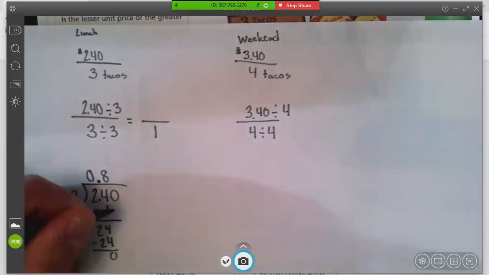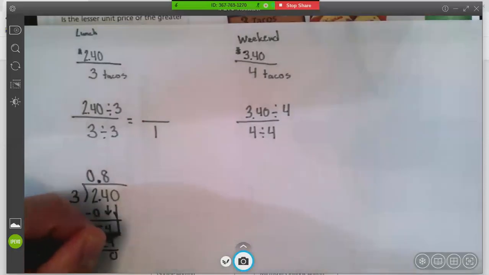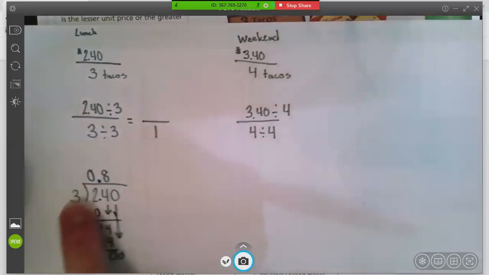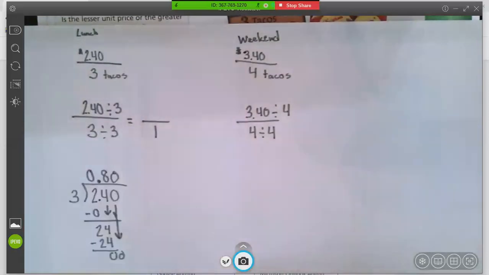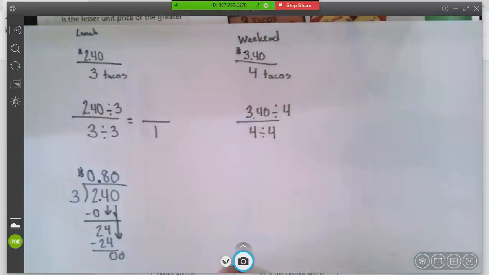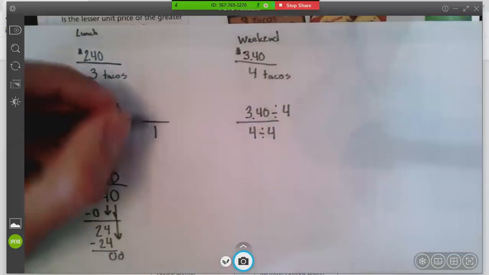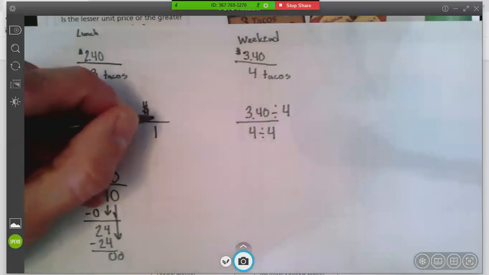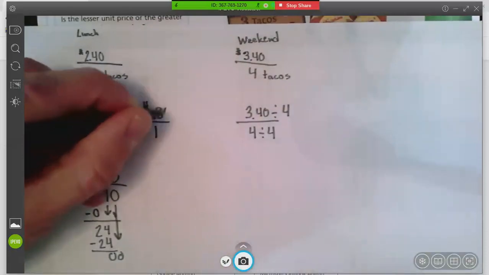Subtract, that's 0. Now, I'm not done yet. I have to bring down this 0. Just for place value purposes, I have to put that there. So what does that mean? What does this quotient mean here? Who can tell me? It means 80 cents. You're absolutely right. It means 80 cents.